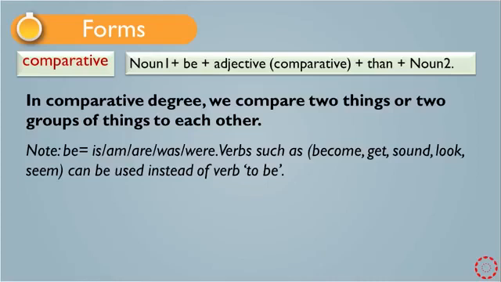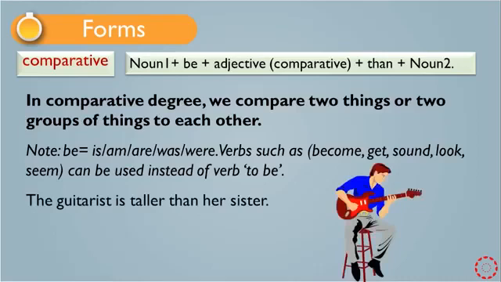Plus, after the adjective in comparative degree, we have than. This is called than. We have to use it before the second noun, second thing, second group, plus noun 2. For example, the guitarist is the noun 1 plus B. What's B here? Very good. It is. Taller, taller. Why we use it taller? We have tall as the adjective. In the comparative degree it becomes taller because we add er to the end of the adjective. It is one syllable adjective. Then we have her sister, noun 2.